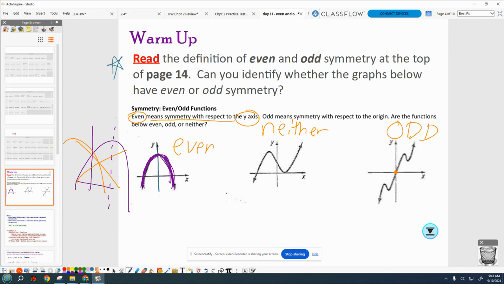So this is a new function property that we want you to know and understand and be able to identify. So visually, how do you identify that it's even? It folds like a butterfly over the y-axis and the y-axis only. If it's odd, it spins around the origin. Turn it 180 degrees and it turns around. And then this one is neither. It doesn't fold or spin around either of those things.